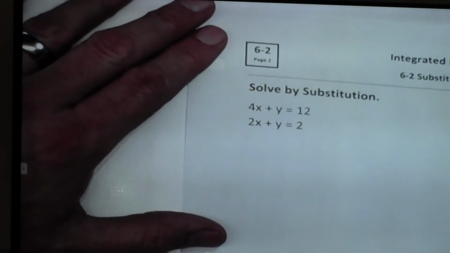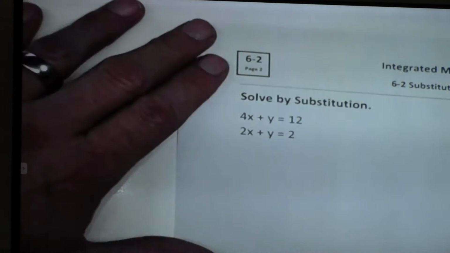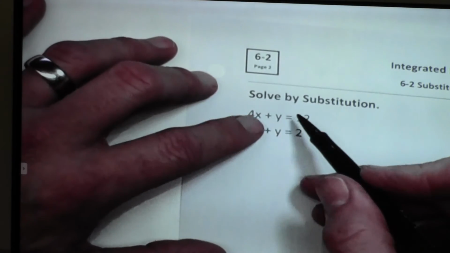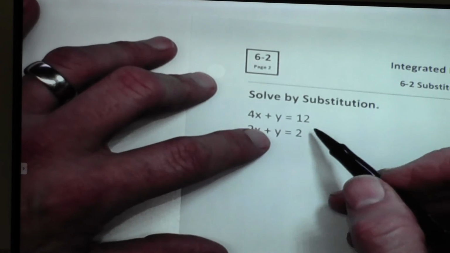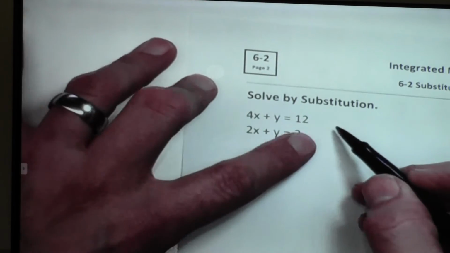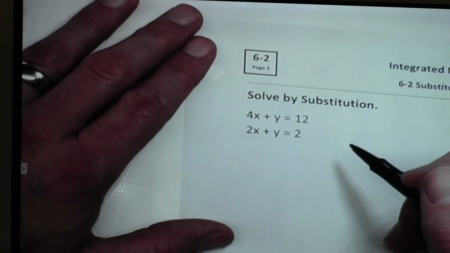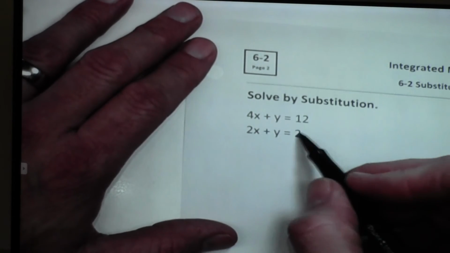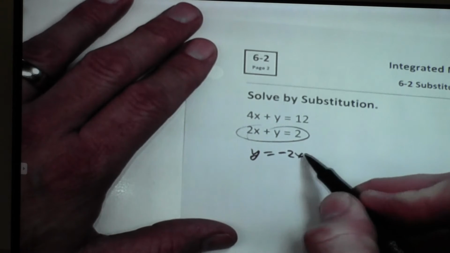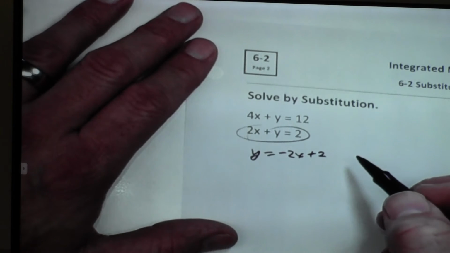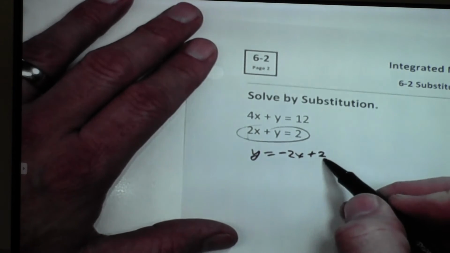Here are some other practice problems with it. This one's easily set up with two y's in it, where you can do one of those two things. You can make both of them equal, y is equal to, or you can substitute one. I'm going to take this one and subtract 2x, so y equals negative 2x plus 2. Subtract 2x, that looks right.